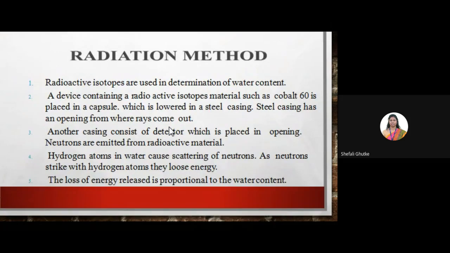Fifth method is the radiation method. In the radiation method, radioactive isotopes are used in the determination of water content. A device containing a radioactive isotope material such as cobalt-60 is placed in a capsule which is lowered in a steel casing. The steel casing has an opening from where rays come out. Another casing consists of a detector which is placed in an opening.